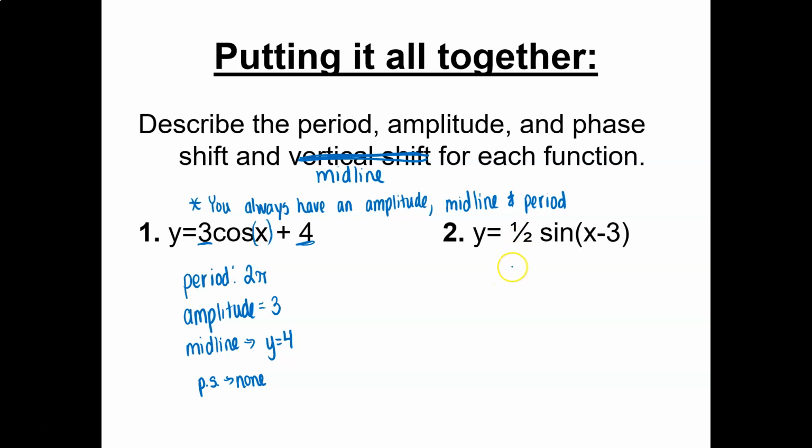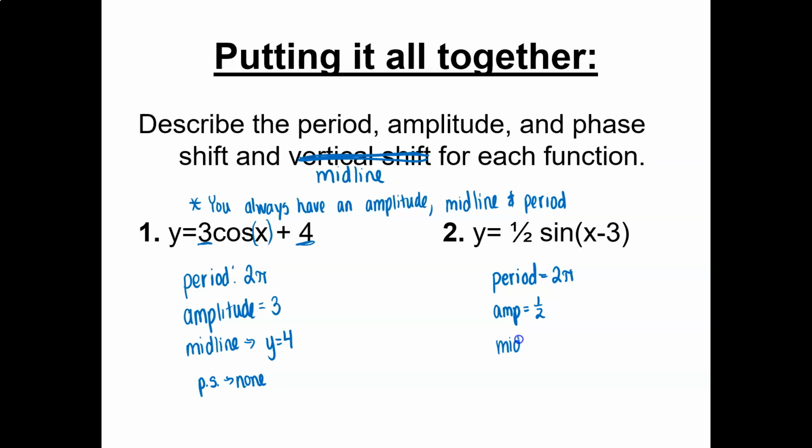So if we look at the second one, the period for this function is 2 pi divided by the number in front of the x. But do we have a number in front of the x? We do not, so that is just 1. So our period does not change, it's just 2 pi. Zena, what would our amplitude be? 1/2, very good.